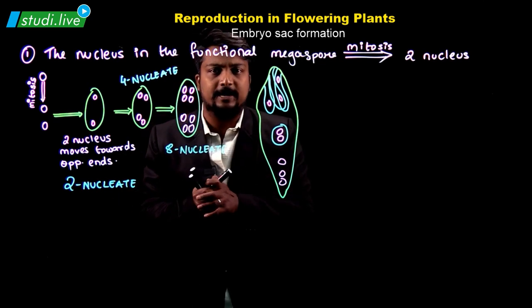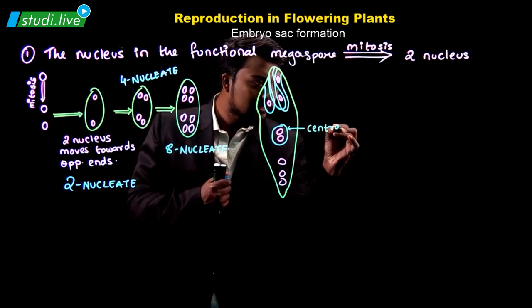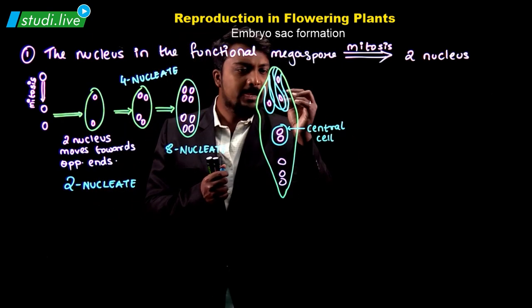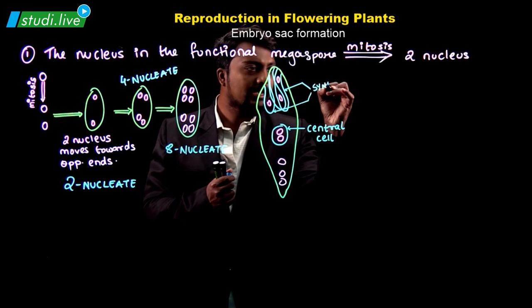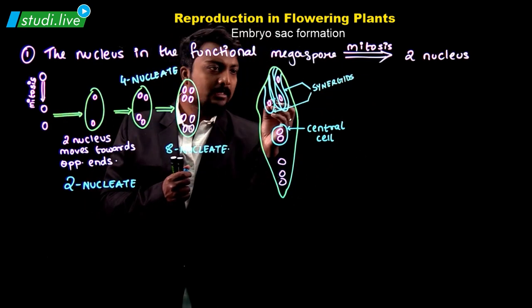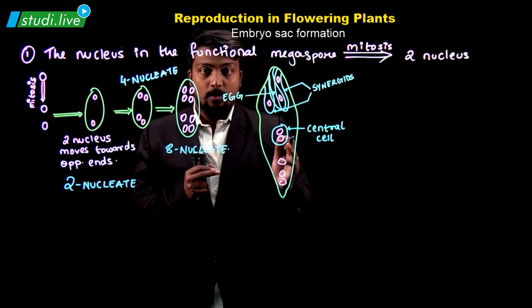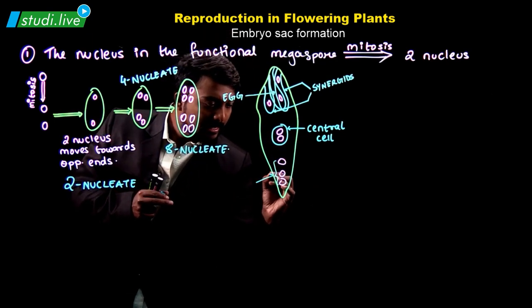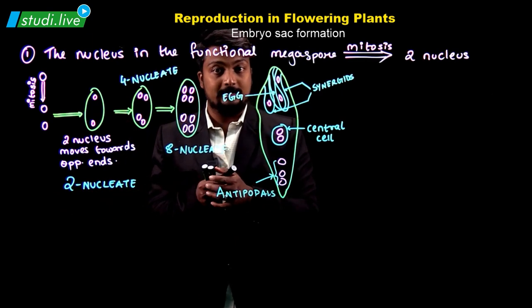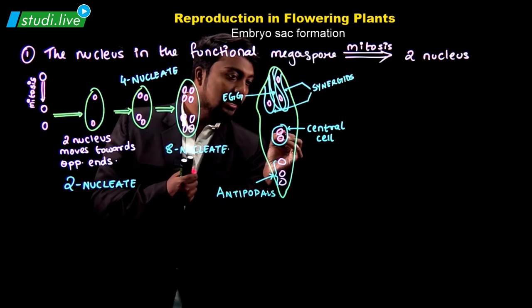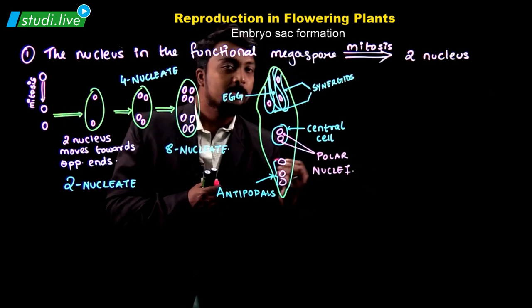Now, what do we call these cells? Obviously, we need the labeling here. So, the center here is called the central cell. Here, the two in the outer part are called the synergids. And the middle one is known as the egg. Now, these three here are known as the antipodals. And the two nuclei inside the central cell, you can see clearly, are called the polar nuclei.